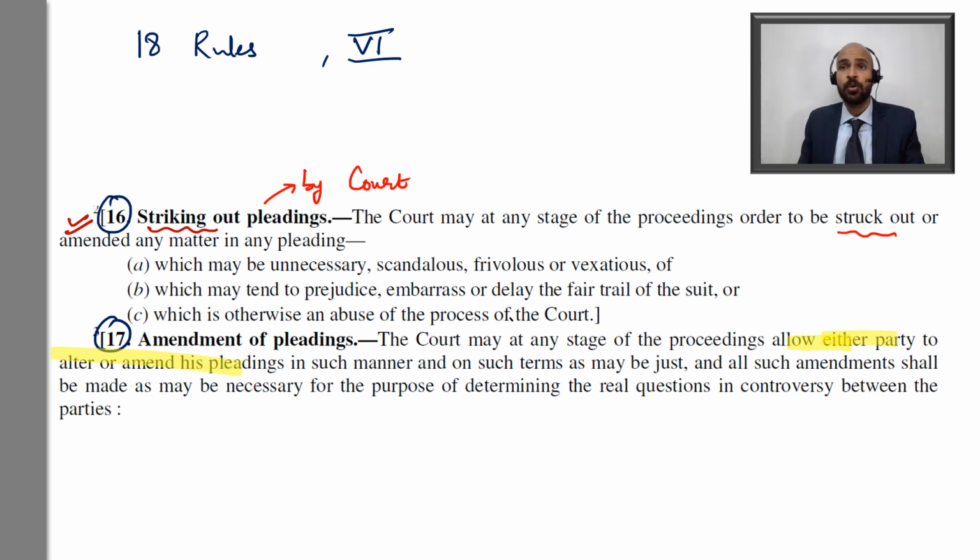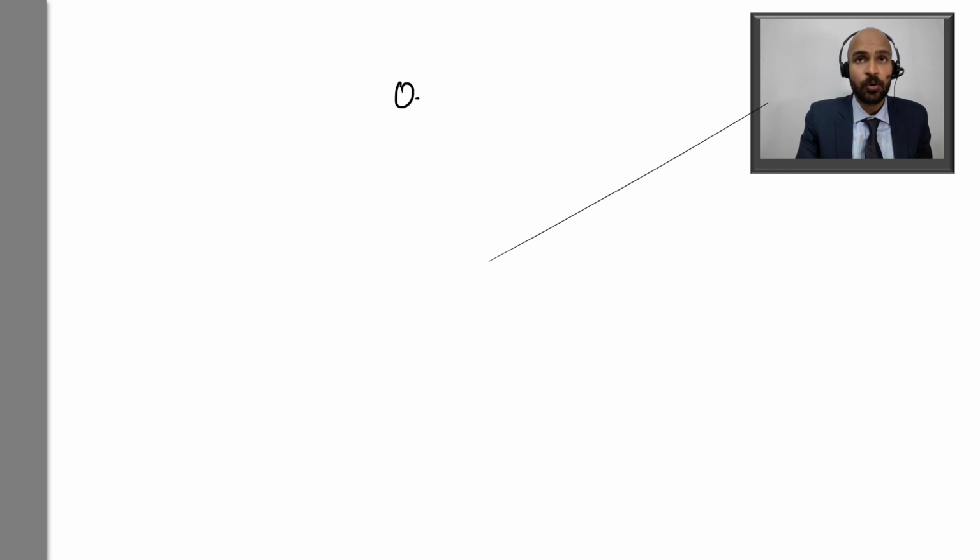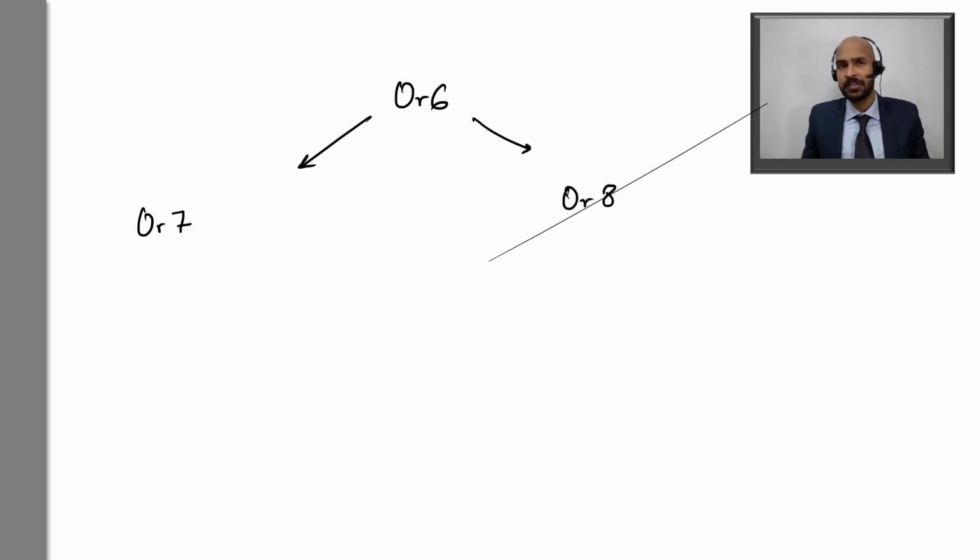Let us proceed to Order 7, talk about the plaint. And like I said, since plaint is also a pleading, you learn more about pleadings even as we study Order 7 and 8. So we've seen that we have Order 6 that deals with pleadings, and Order 7 that deals with the plaint, and Order 8 that deals with the written statement.